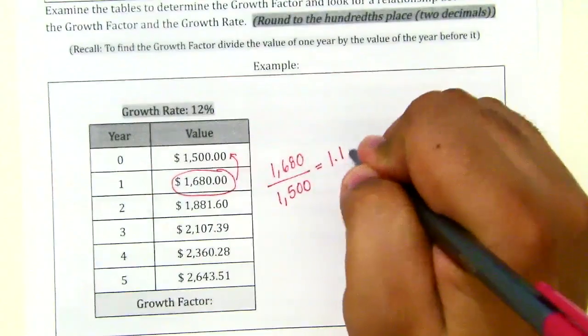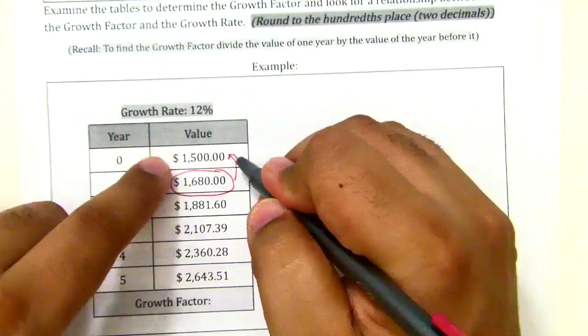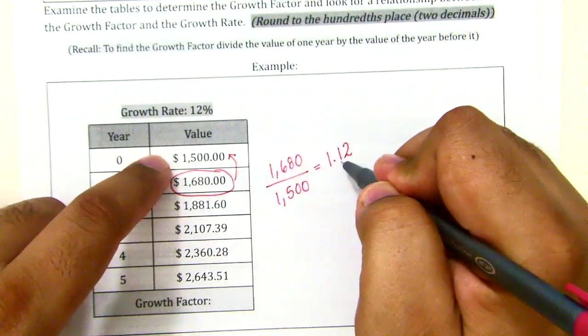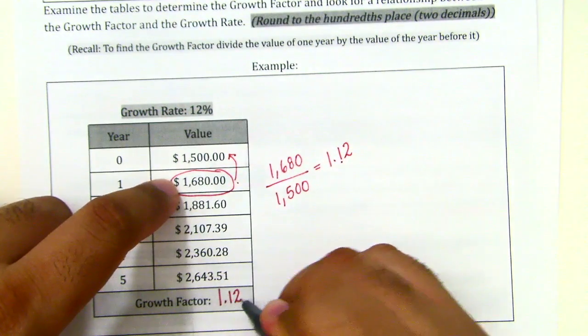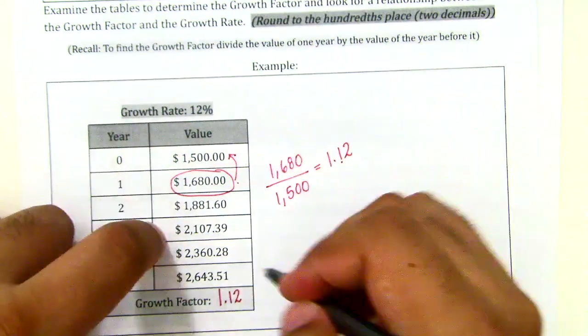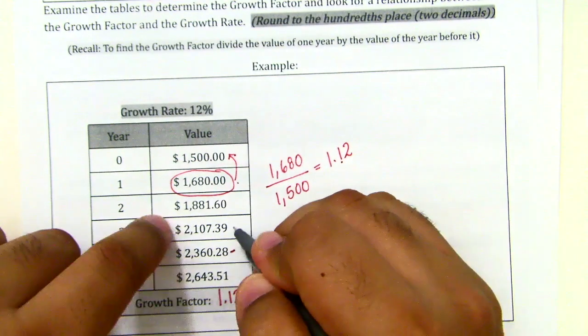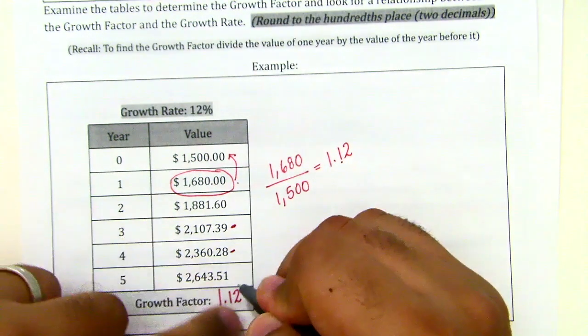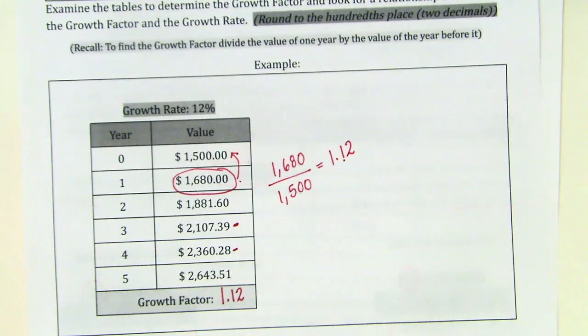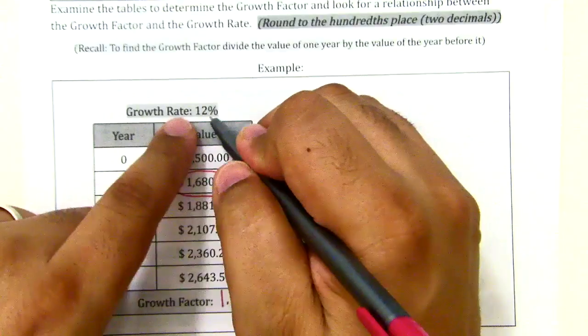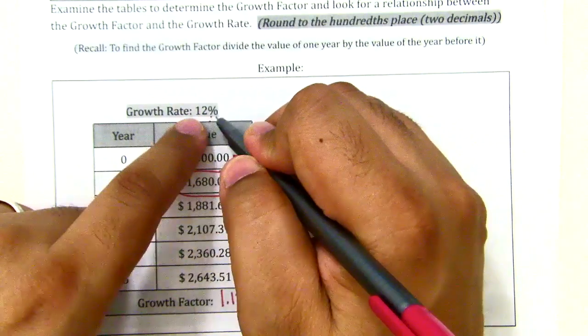And if you wanted to, you can check that, right? 1,500 multiplied by 1.12 gives me this value. So this is my growth factor, and it does work with any two values. Again, I could do this number divided by the one above it, and I'm still going to get 1.12, okay? So my growth factor was 1.12. My growth rate was 12%, right?